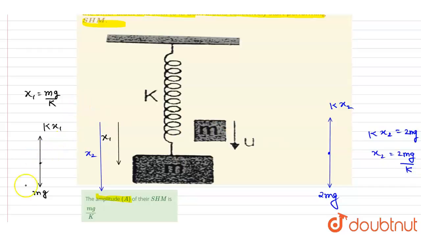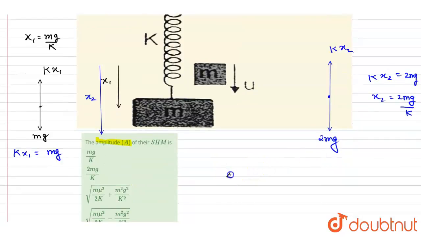So how much displacement occurred here? Earlier the extension in the spring was mg by k, now it is 2mg by k. So how much did it shift downward? It shifted by delta x, that is x2 minus x1. So it is (2 minus 1) mg by k, that is mg by k only. So this much is the shift of this block from the equilibrium position.